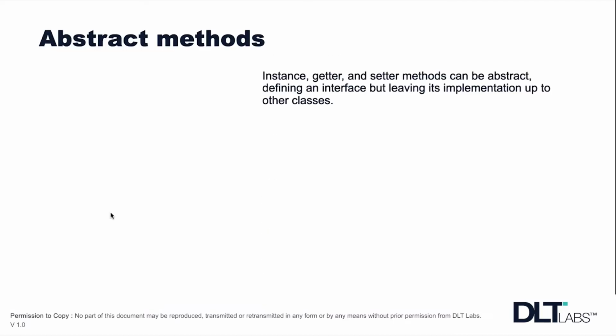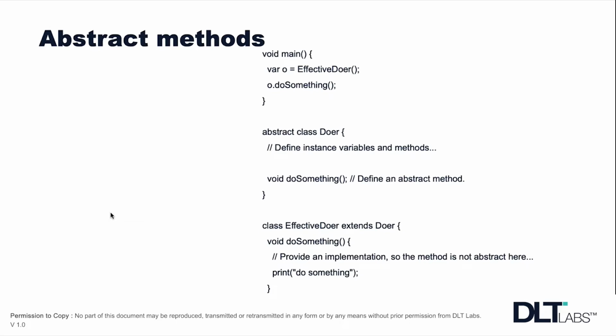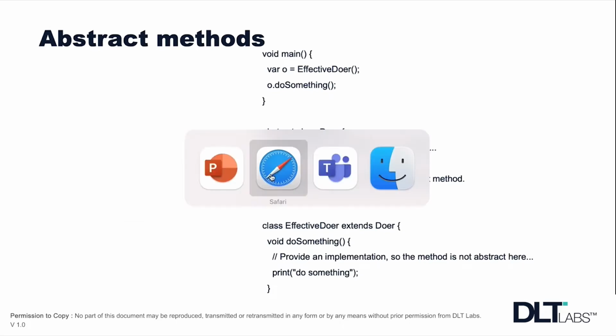Abstract methods. Instance, getter and setter methods can be abstract, defining an interface but leaving its implementation up to other classes. We have a code. Let's see the code.